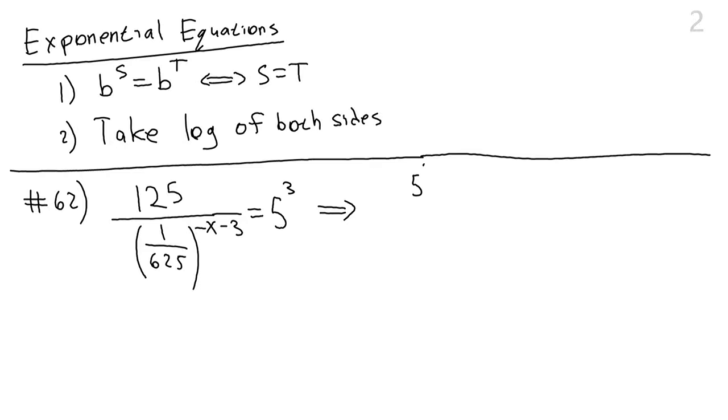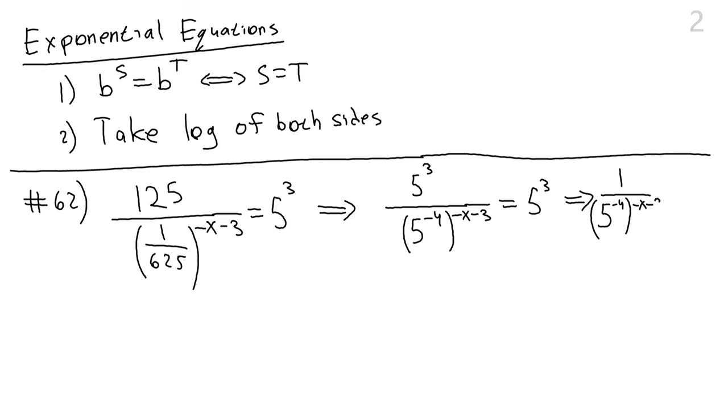So on top we have 5 cubed. On the bottom we have 5 to the power of negative 4, to the power of negative x minus 3. And what makes this an exponential equation is that there's an x in the exponent. Now I can divide both sides by 5 cubed. And this is 1 over 5 to the negative 4 to the negative x minus 3 equals 1.